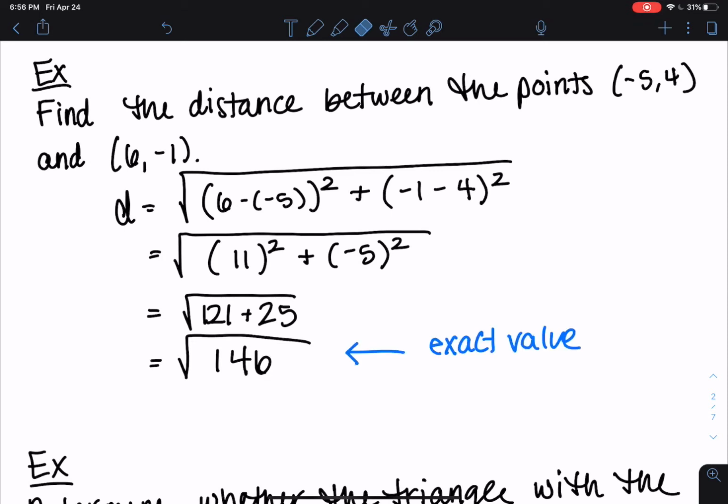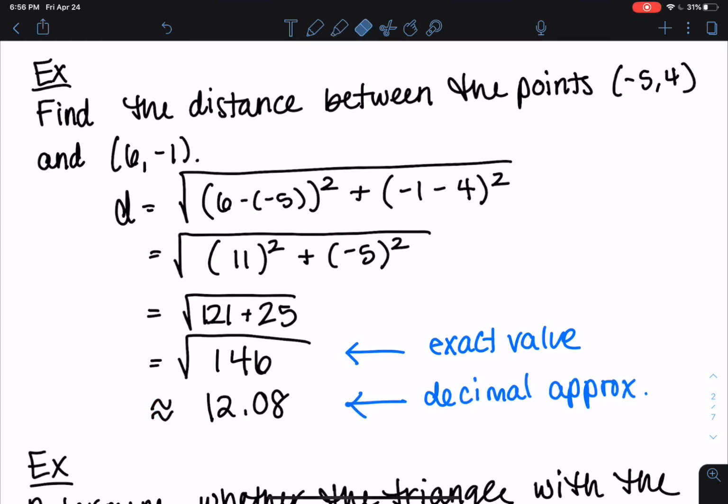So this would be our exact value. If you do plug it into a calculator, it's about 12.8. So you need to make sure you use this symbol to say it's approximately that. But it is our decimal approximation. So be careful.